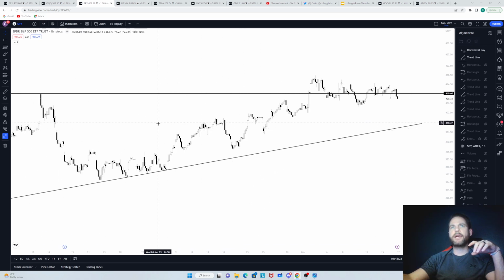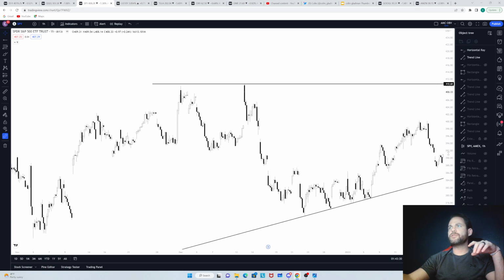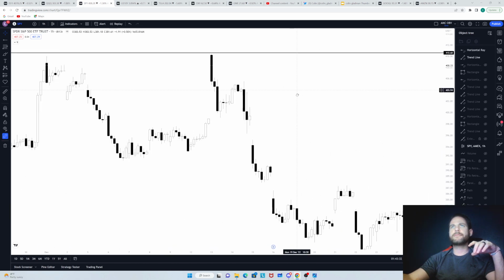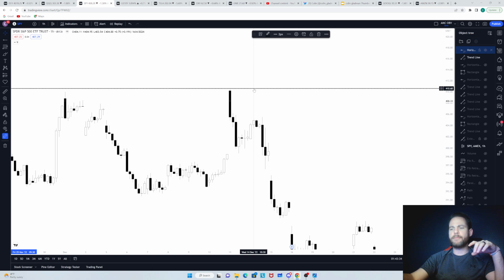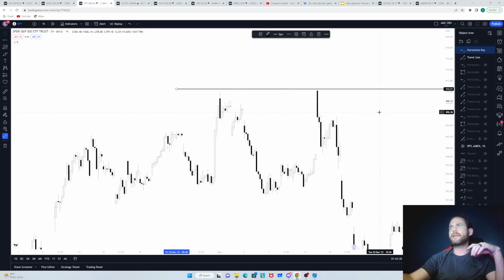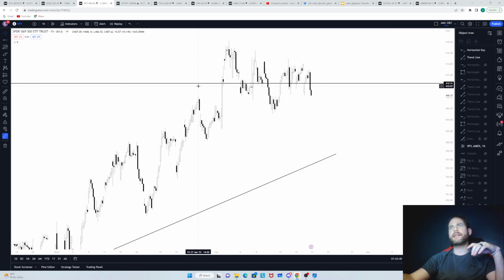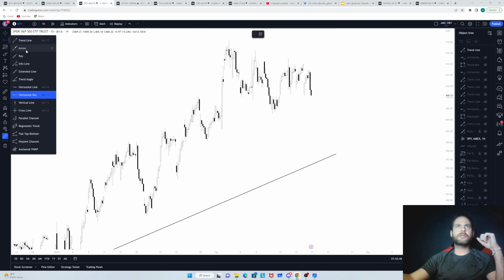zoom in, and go, oh dang, I'm not on it. I want to be right on the top of that wick. I want to know that key level, 410.51. All right, that's good, and you can see how it's reacting over in here. So that was a horizontal ray.